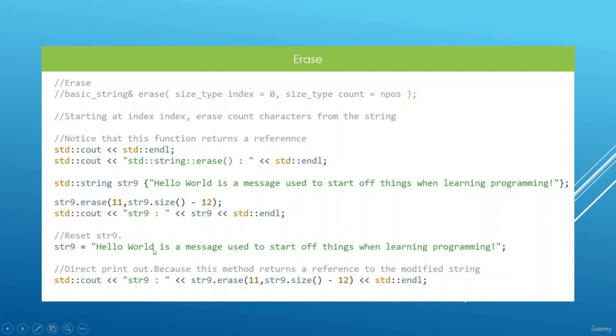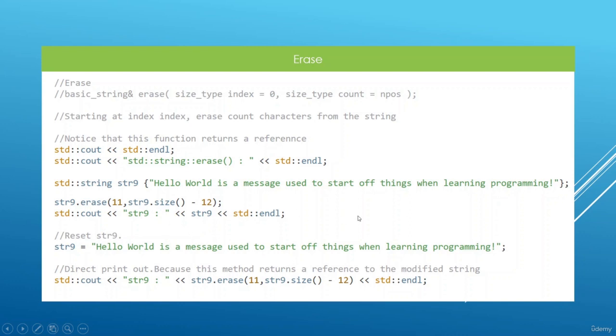So what we're going to do, we're going to specify the index where we're going to start erasing. So we're going to start at index 11 here. If we count 0, 1, 2, 3, 4, 5, 6, 7, 8, 9, 10, so 11 is this space here after world. We want to start erasing from here.